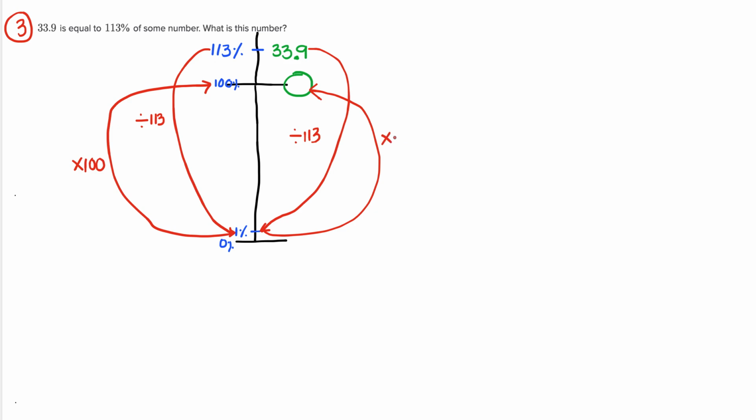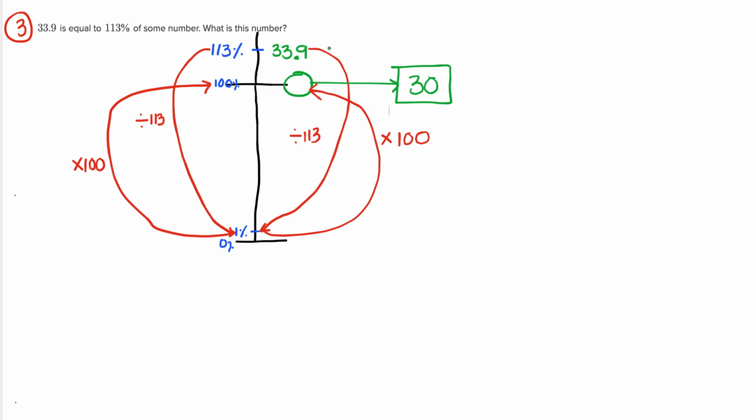So with your calculator, girls, I'm going to do 33.9, or 33 and 9/10, divided by 113 times 100. I'm not putting any enter. Everything goes in the same row, and I press enter, and I get that my answer is that the whole is equal to 30. So that's my answer.